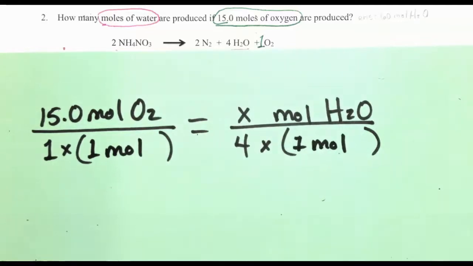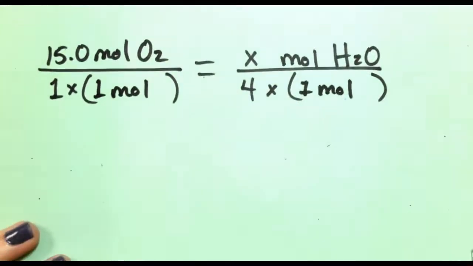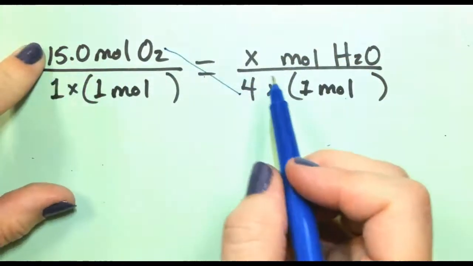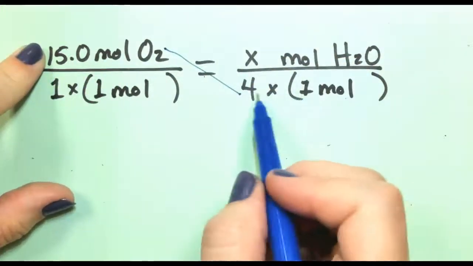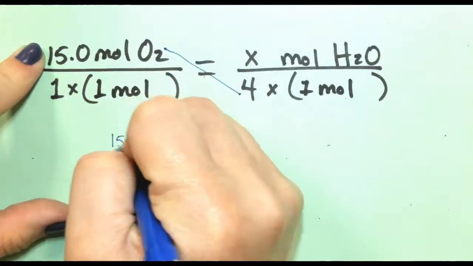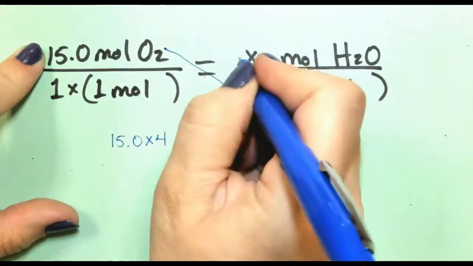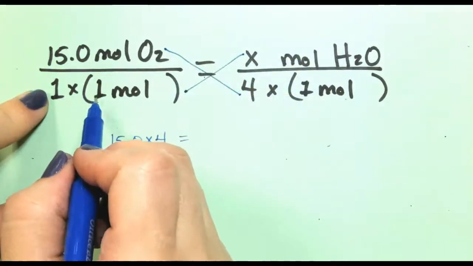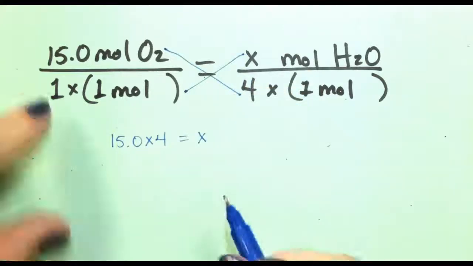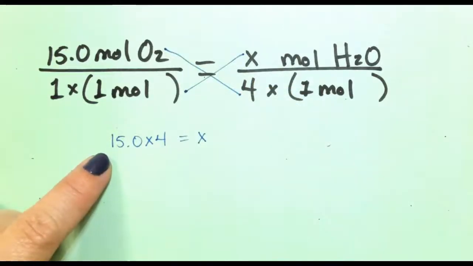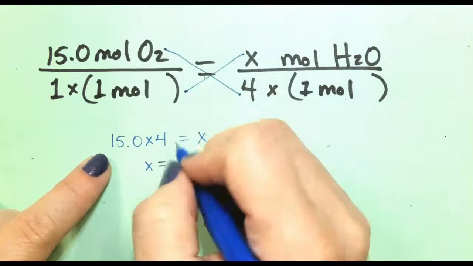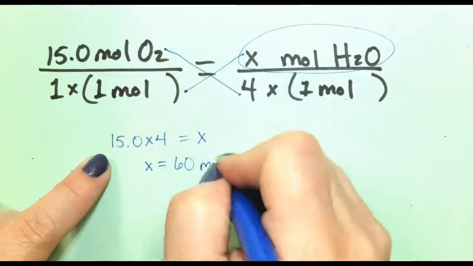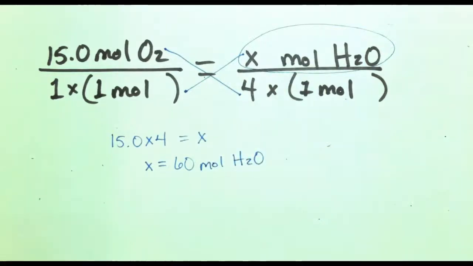Now, in order to solve this, we're going to cross multiply. So it's going to be this times this, 15.0 times 4 times 1, which is just 4. So this is going to be 15.0 times 4 equals this times this, which 1 times 1 is just 1, and then 1 times x is just x. So in this case, 15 times 4 is going to be equal to our x. So x is going to equal 60. Remember, this is the unit of our answer, so it's going to be 60 moles of H2O.